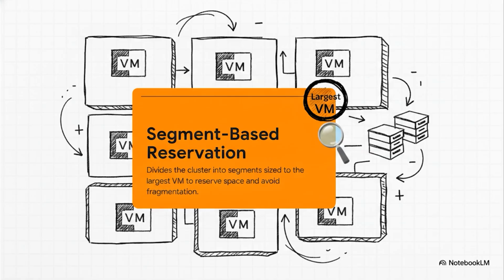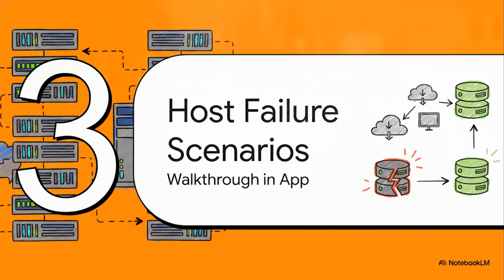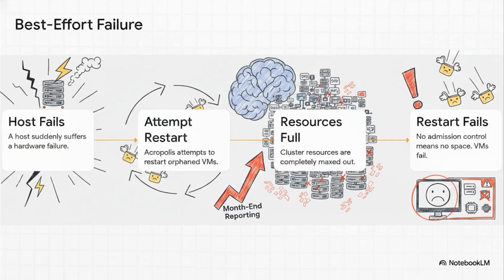Okay, Section 3, concrete host failure scenarios. Let's walk through how this actually applies in the real world. For our first scenario, imagine your cluster is running in the default best effort mode. Step 1, a host suddenly suffers a catastrophic hardware failure. Step 2, Acropolis immediately detects this heartbeat loss and attempts to restart the orphaned VMs on the surviving hosts.